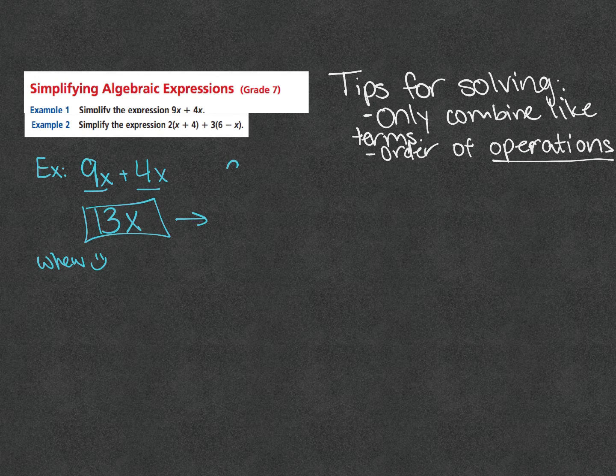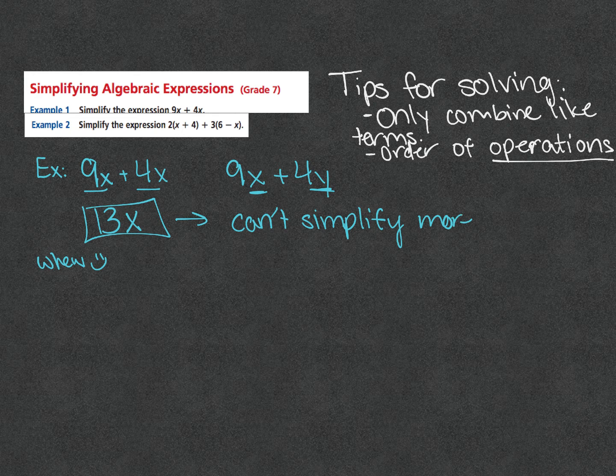However, I want to take a glance over here: what if I gave you 9x plus 4y? X and y are two different variables, therefore you cannot combine them. That would not make 13xy. That would be 9x and 4y, and it has to stay like that. You cannot simplify it anymore. Just an FYI, it wasn't one of the problems, but I want to make sure you see both pieces.